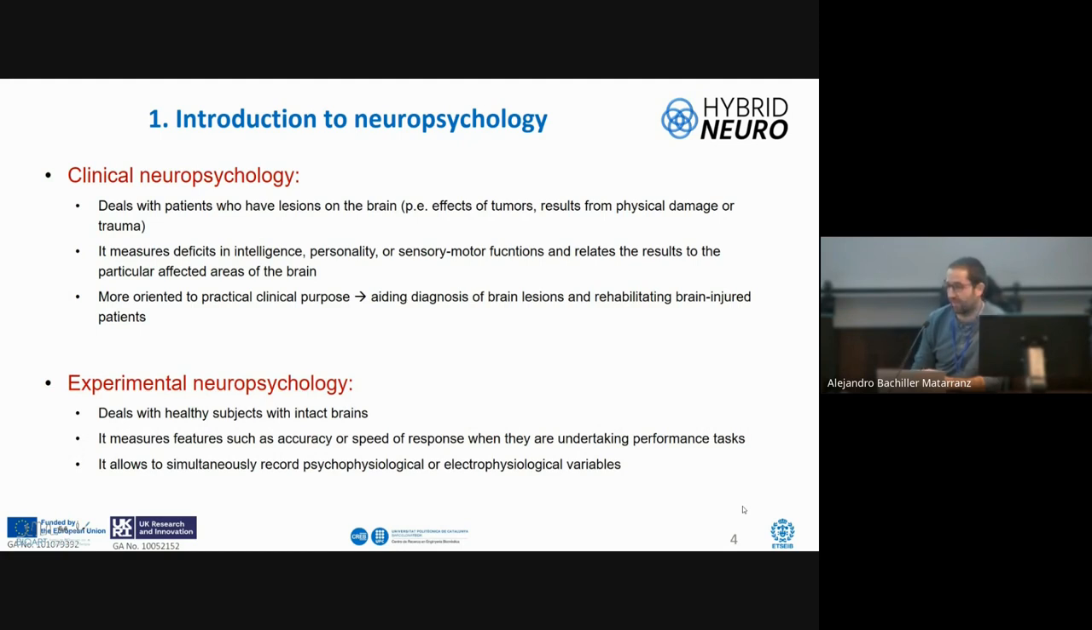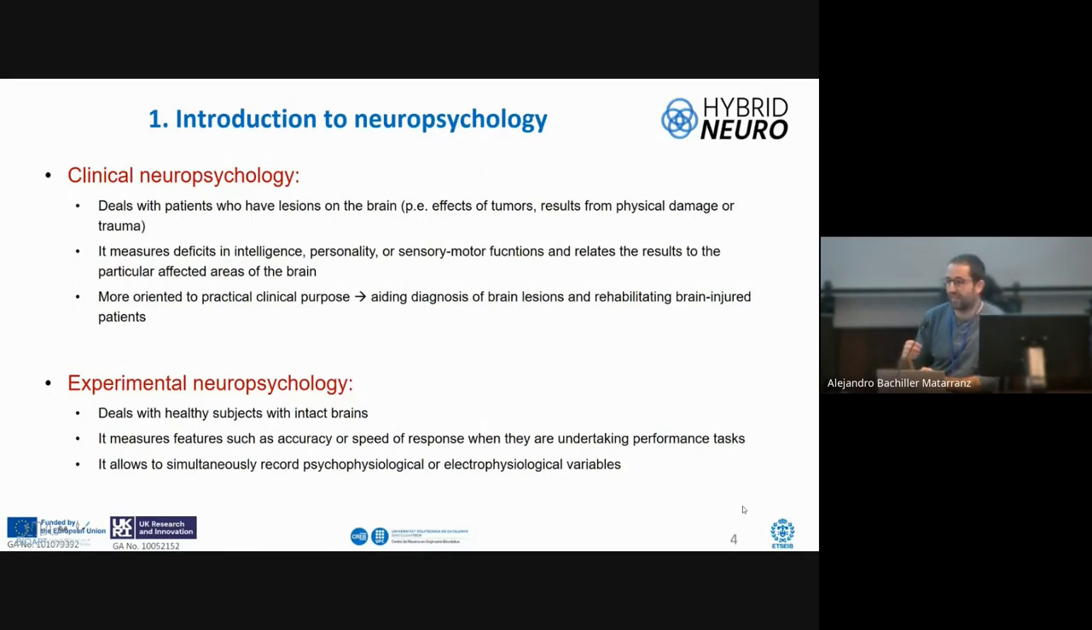The other issue is experimental neuropsychology, which deals normally with healthy subjects, with normal brains. In this case, it is focused on extracting features related to the accuracy of the performance of a task, or the speed of the response in a cognitive task, this kind of measure related to a performance task, a cognitive task, or a motor task. So in experimental neuropsychology it is important to have simultaneous records of the electrophysiological variables and the clinical and psychological features. It is important to have both kinds of data, so we can perform some correlation between them.